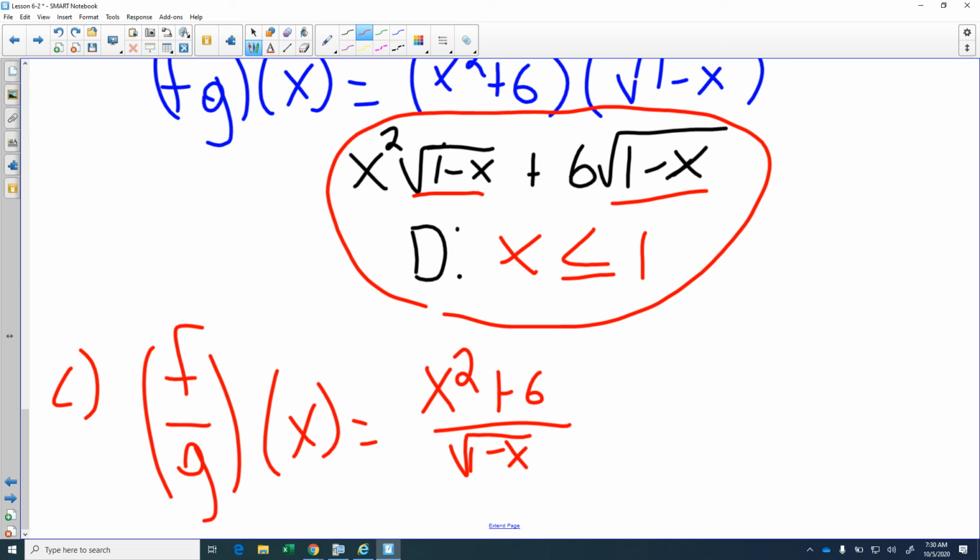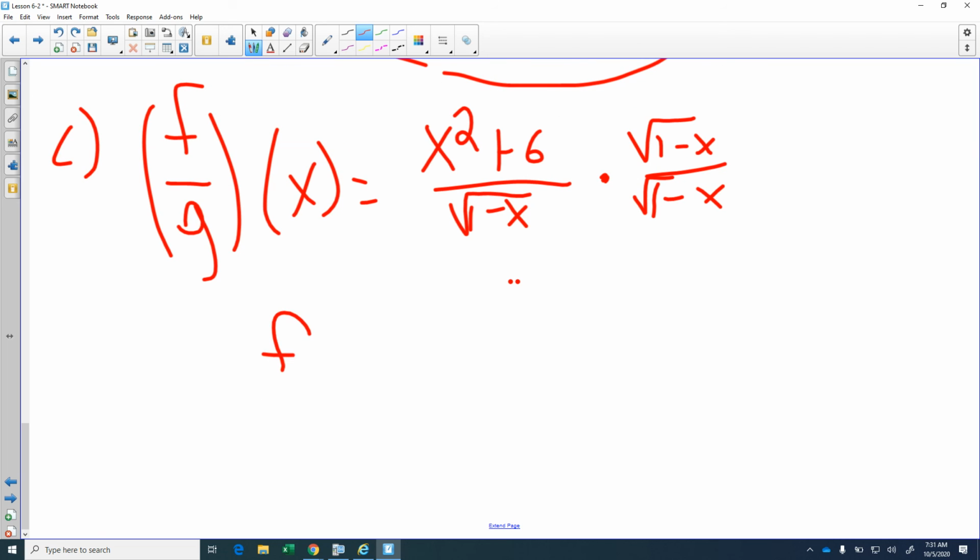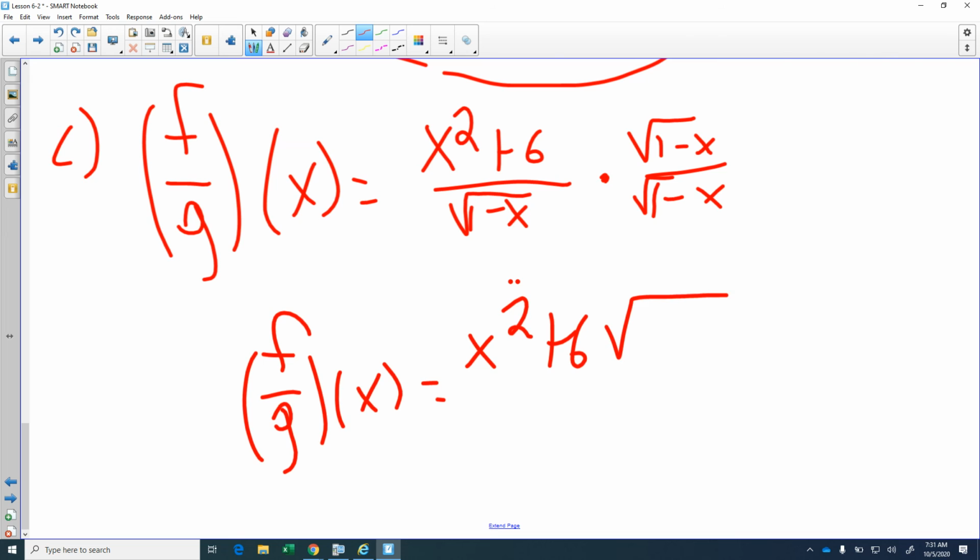Well, to simplify this, because I can never have a square root on the bottom, I would multiply top and bottom by the square root of 1 minus x. That way I get rid of the square root on the bottom. If I do that, I'd be left with f over g of x equal to x squared plus 6 times the square root of 1 minus x. We could leave it like this, or I'd actually recommend doing the parentheses, make your life easier. And this would be all over 1 minus x. Currently, this is the most simplified version.